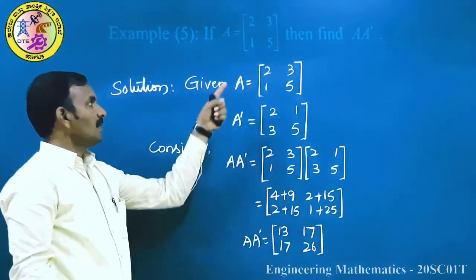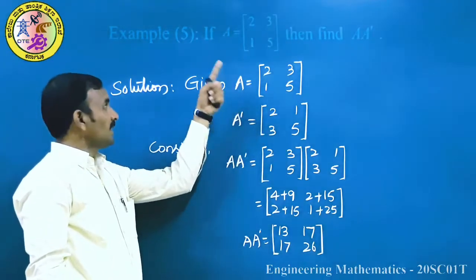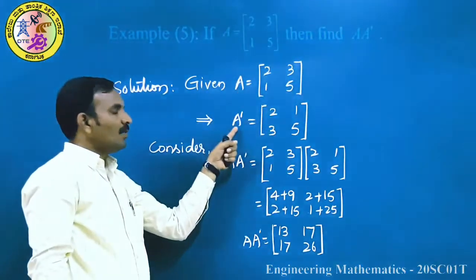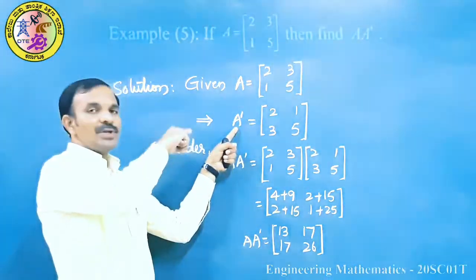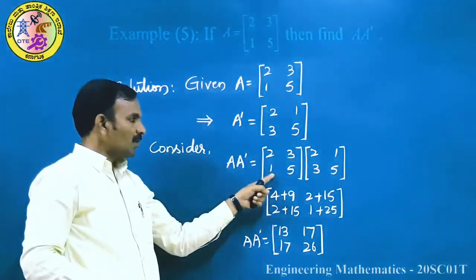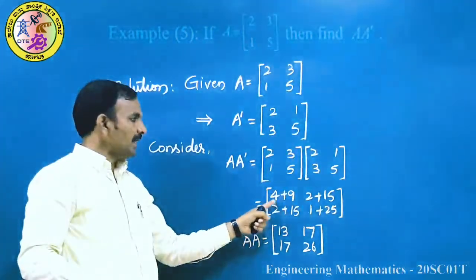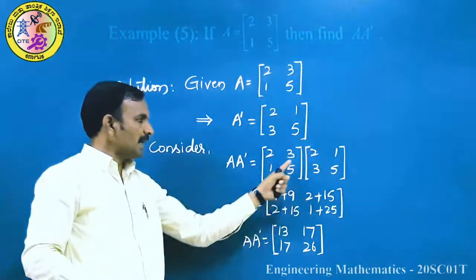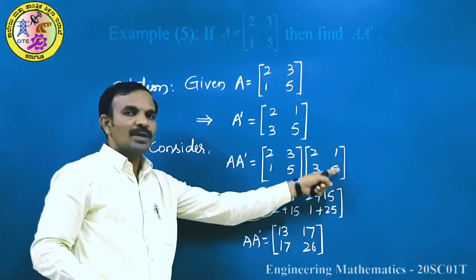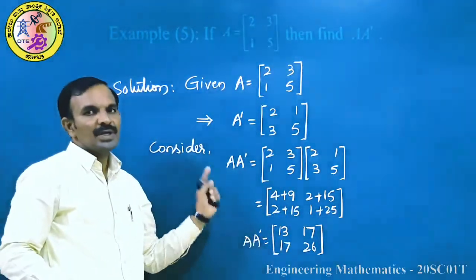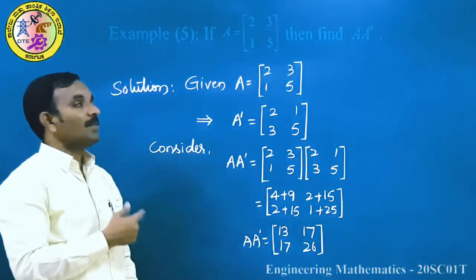First, take the given matrix as A. Then find A dash by changing rows into columns. Then consider A into A dash. Take first row first column, first row second column, second row first column, second row second column, multiplication, then A into A dash. This is example 5.